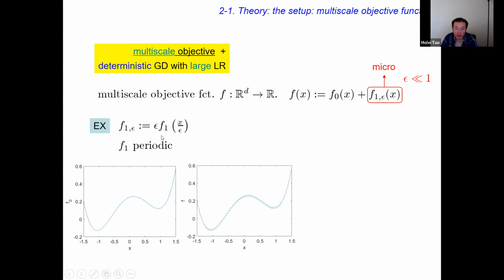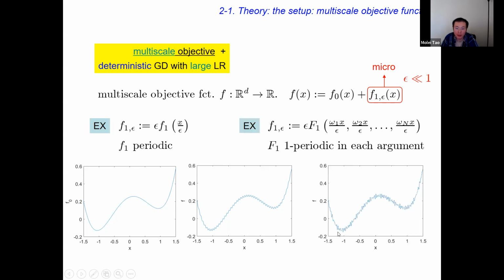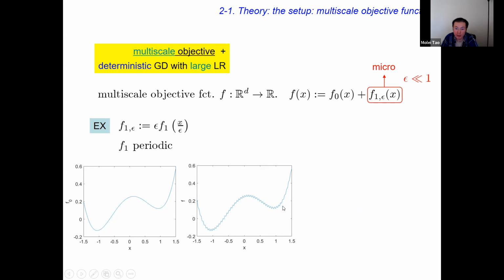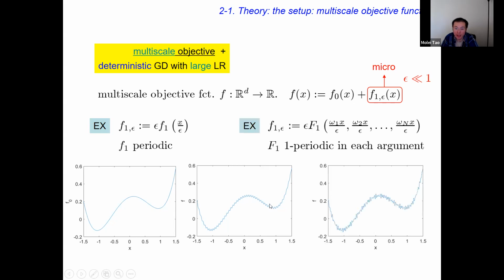One example of a microscopic potential is that you take any periodic function f1, you squeeze it in the x direction, you squeeze it in the y direction, and then you get your micro potential, and you add it on top of f naught, and then you get a multi-scale landscape. Of course, mathematicians like microstructures like this, but practitioners don't, because this is too artificial. But the microstructure doesn't have to be periodic. Here is another example of quasi-periodic microstructure. Now you see much more natural small-scale behaviors, but we don't require this either.